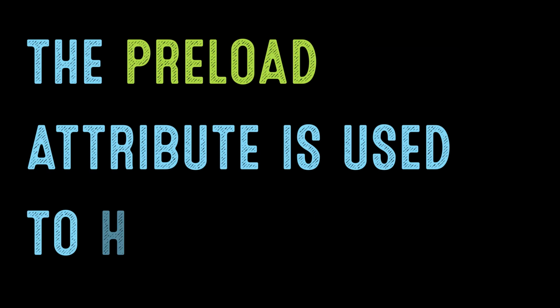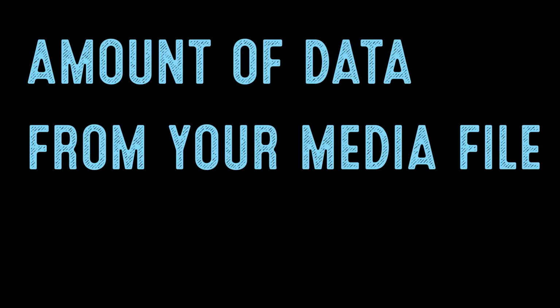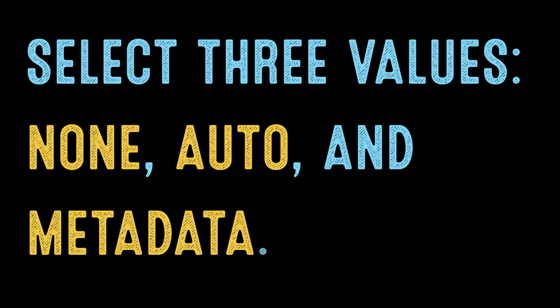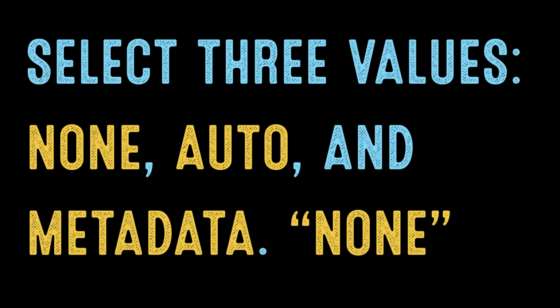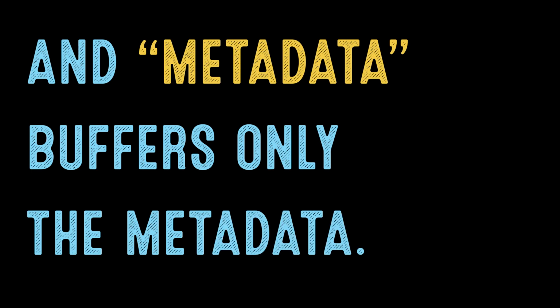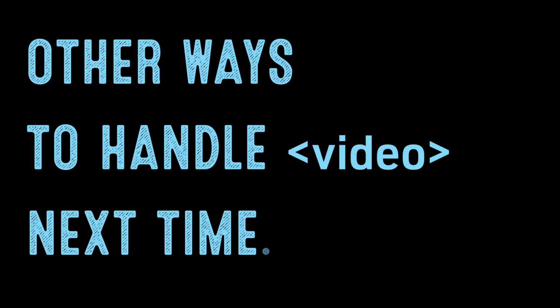The preload attribute is used to help buffer large files. This means that it begins to download a certain amount of data from your media file prior to playing the media so that the media plays smoothly. You can select three values: none, auto, and metadata. None does not buffer the file. Auto buffers the media file, and metadata buffers only the metadata. We will look at some of these attributes in use and discuss other ways to handle video next time.